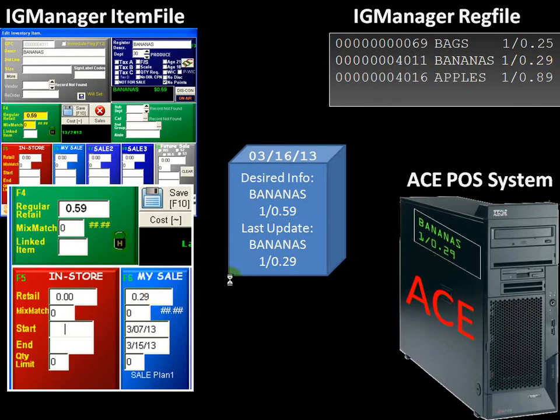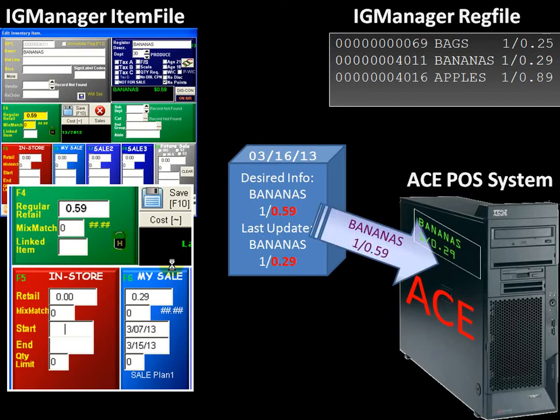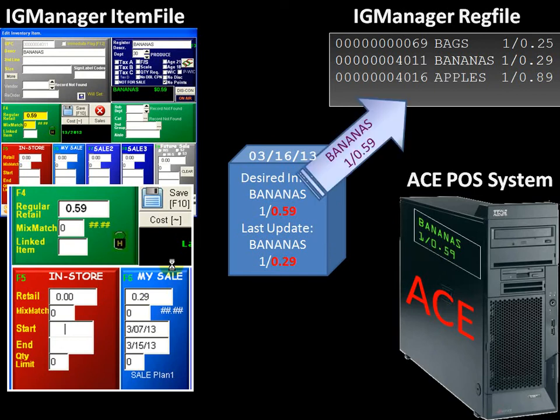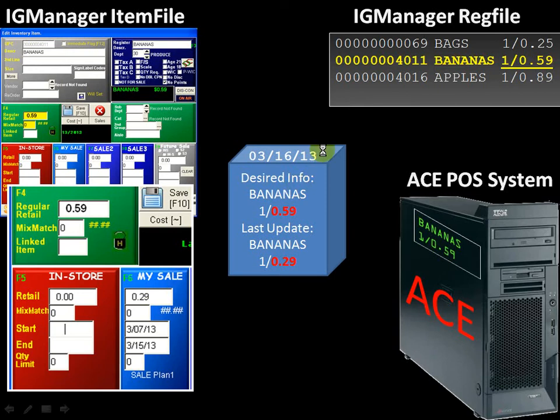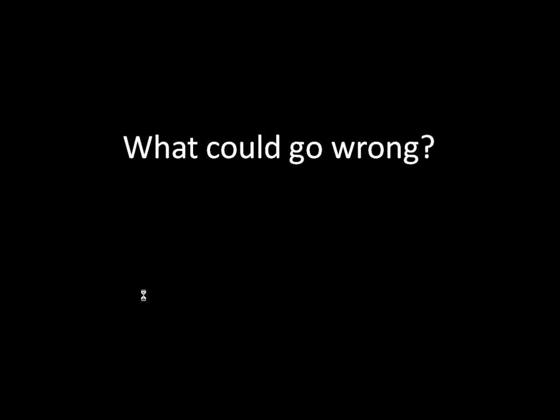So send POS goes, I want to be 59, the last price I sent was 29. There's a difference. I need to do an update. So it sends an update to the point of sale for 59 cents, and that changes the file over there. Then it sends an update to reg file, and reg file keeps track of that 59 cents. And so the item then goes off sale per se.